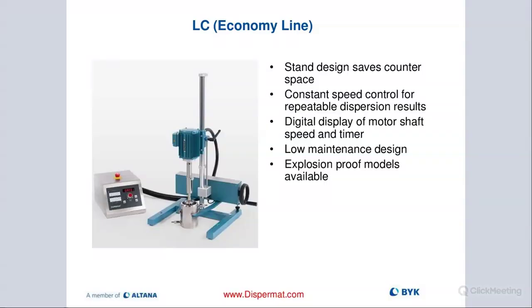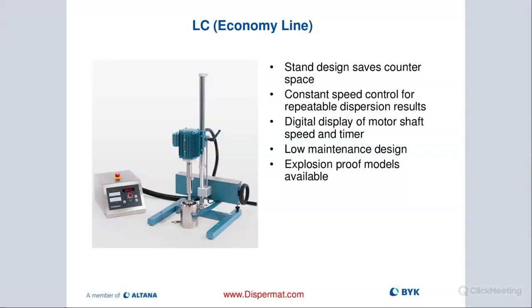All right, then I just want to go through a couple of models here. So we have the economy line, which is the LC. It's a very simple model. That's the only model that doesn't show you the tip speed. It basically is just a simple dissolver.